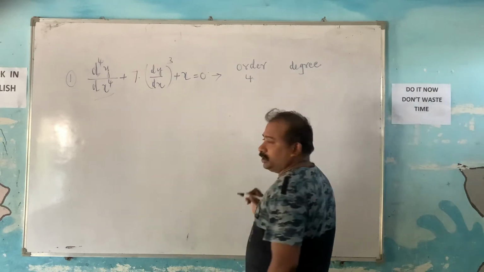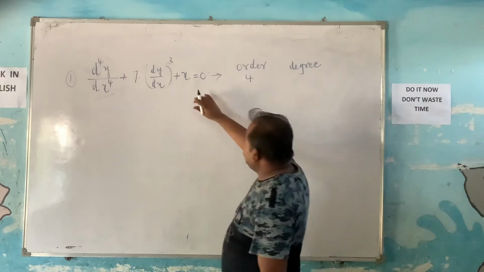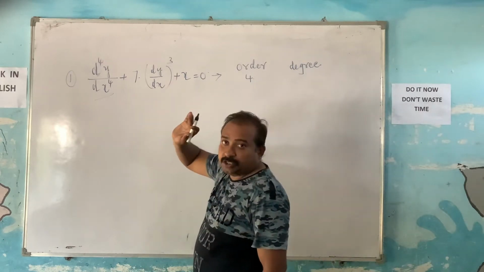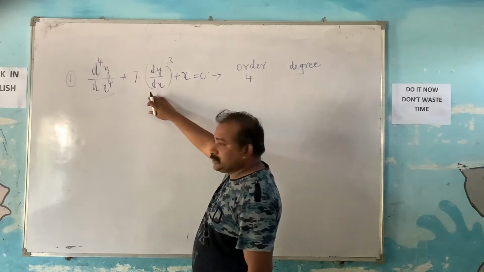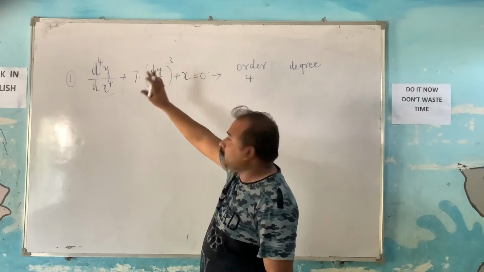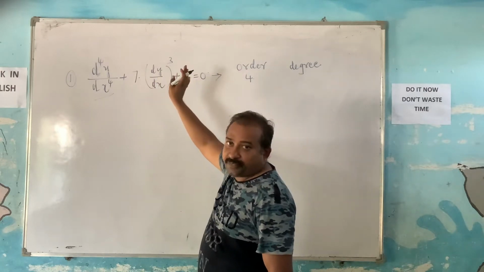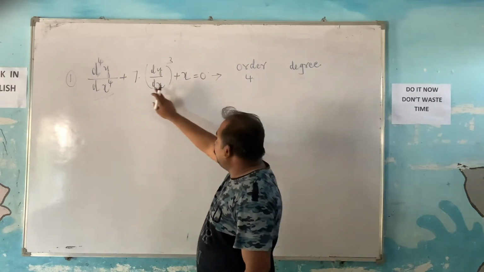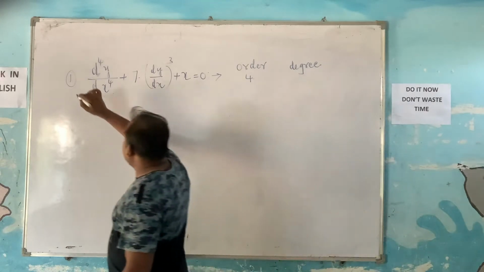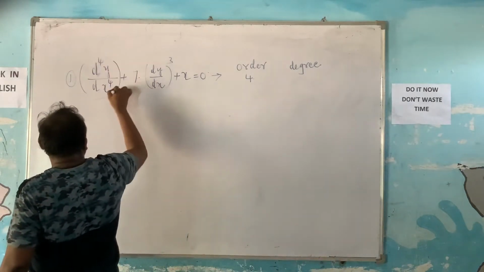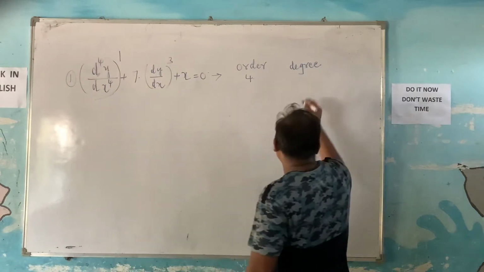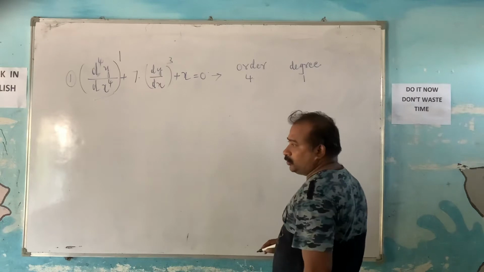Now the degree. When we are discussing the degree, first we have to cross-check: is the differential equation free from fractional powers? Is there any fractional power? No fractional power. And is it in polynomial form? Yes, it is in polynomial form. Now the power of the highest derivative here is 1. So the degree is 1.